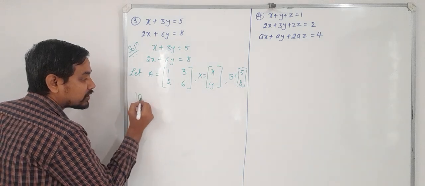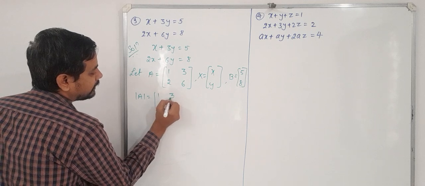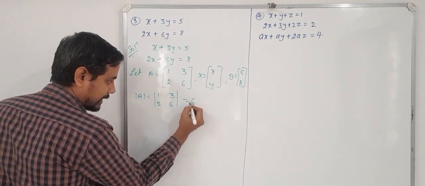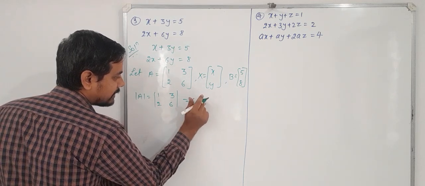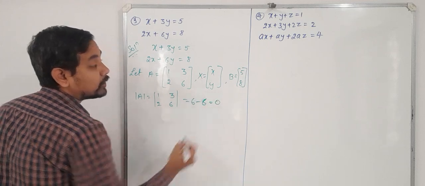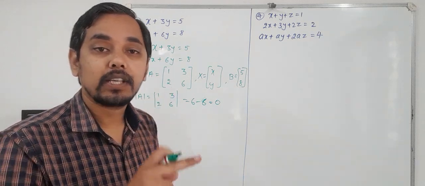Okay, so what is determinant A here? It is 1, 3, 2, 6. So 1 into 6, 6, minus 2 into 3, it is once again 6. So what is 6 minus 6? 0, right? So observe here we got the value of determinant as 0, right?